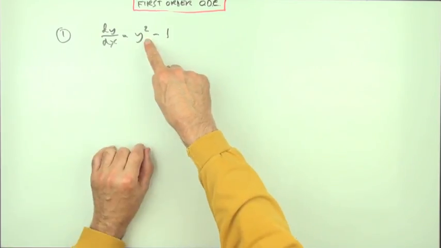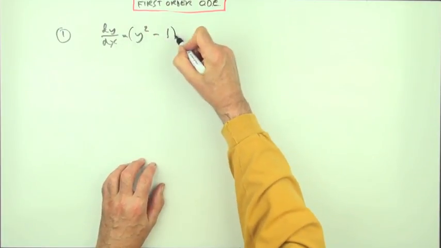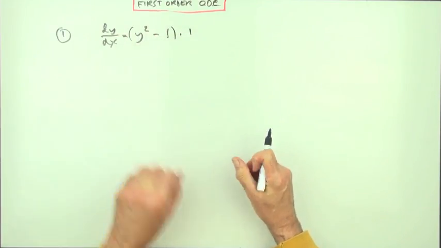This one, it's not linear, so it's separate. And of course the separation is, it's that times 1, so that would go across and divide.